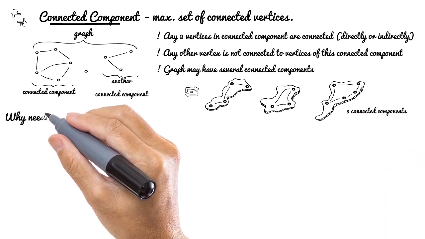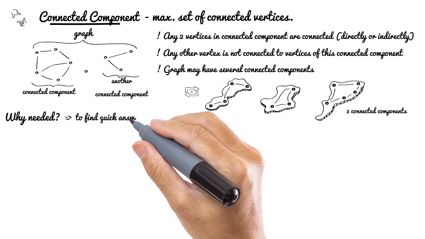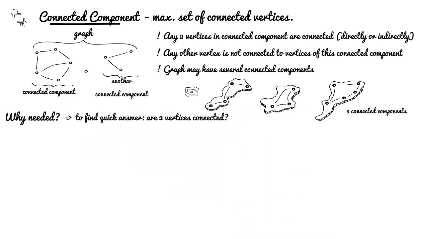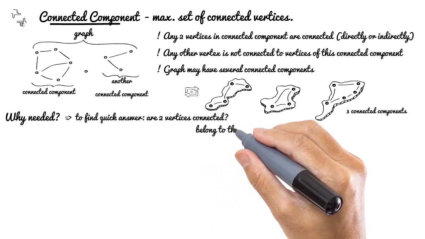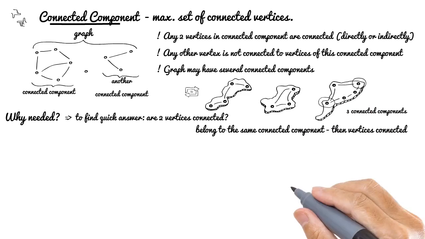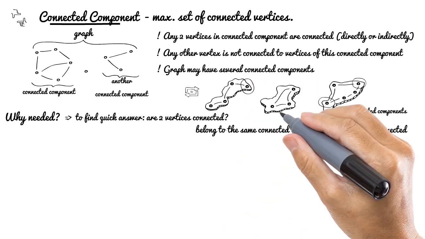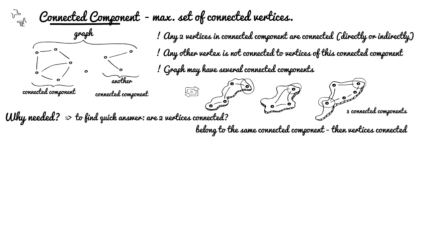Why is it convenient to introduce connected component term? Because for our algorithms, for example, it would be easier to find a quick answer: are 2 vertices connected or not? If 2 vertices belong to the same connected component, they are connected. Otherwise, they are not. You can see that within the same island, these 2 vertices are connected, have path between them, indirect though. But these 2 vertices are not connected because they belong to different connected components, since they are on different, not interconnected islands.